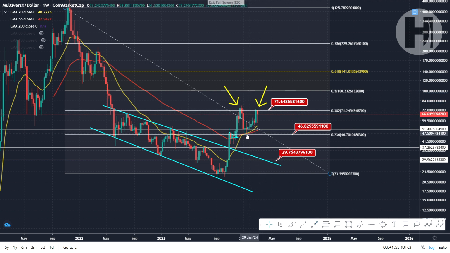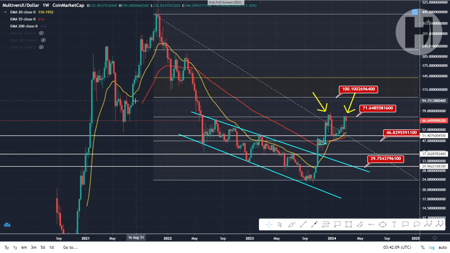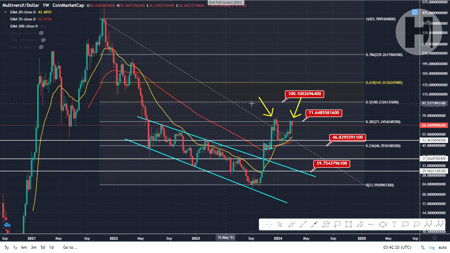We just had a nice bounce off of the 55 and the 20 EMAs. And this next move to the upside hopefully will take us all the way up here to $100-ish. Because that is not only the 0.5 Fibonacci level, but also this resistance that we created back in June 2021. So people might be looking to take profits at $100 based on these two indicators.